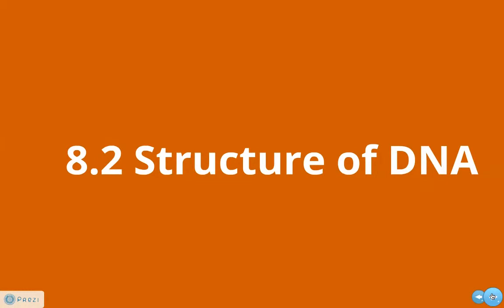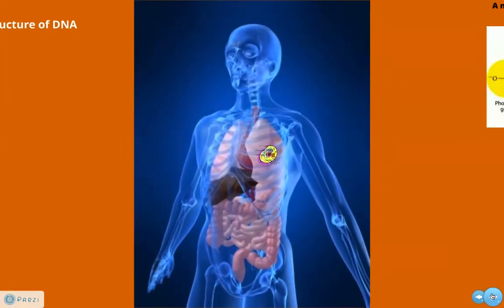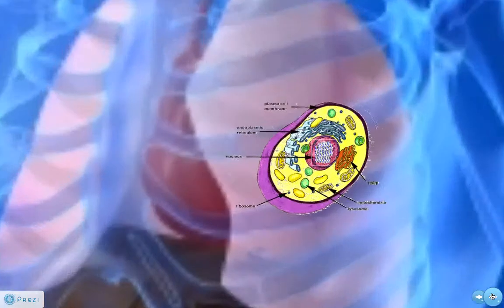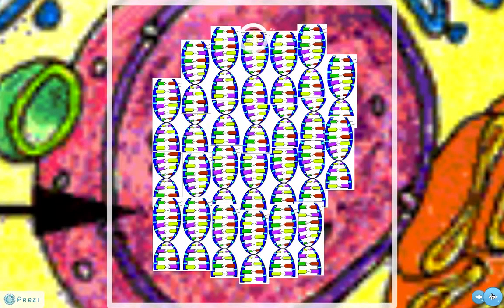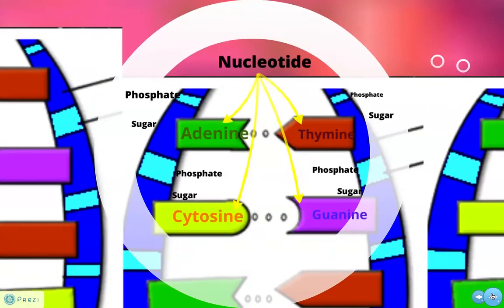8.2 The structure of DNA. This is a human body. If you go in, you have cells. If you go further in, you have all of these DNA molecules within the nucleus of a cell. And if you go further, notice how each DNA molecule consists of nucleotides.